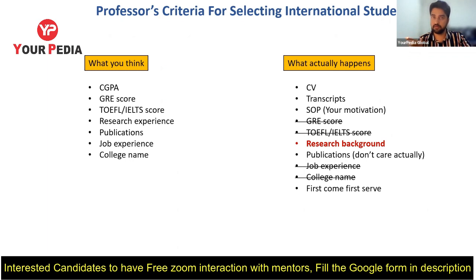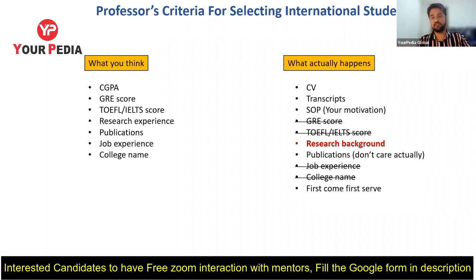In research background, they actually don't want publications. When I was discussing this with my professor, he was saying he's not interested in publications at all, because if he is going to hire a domestic student, let us say an American student, they generally start their PhD directly after BTech, and they don't have any type of research background at all. That's why, if they are going to hire an international student, they want you to have some research background in a particular domain, not publications. They don't care about your publications.